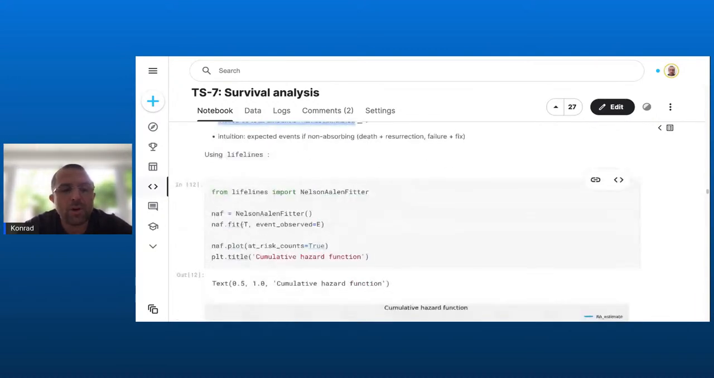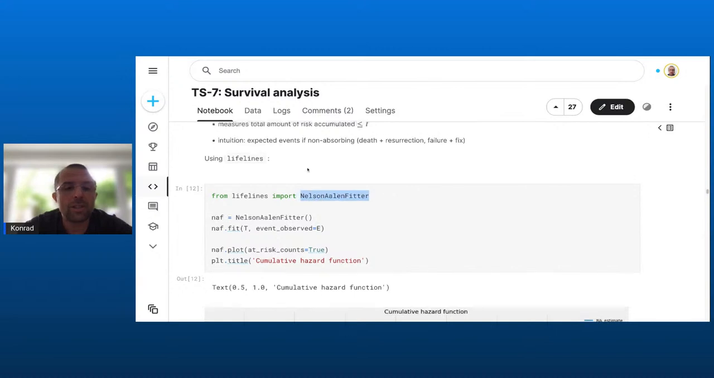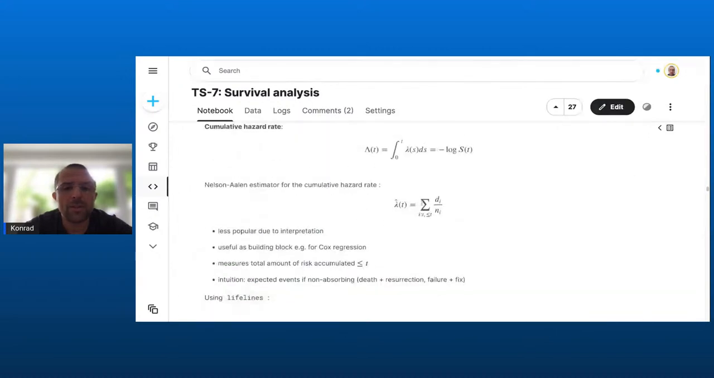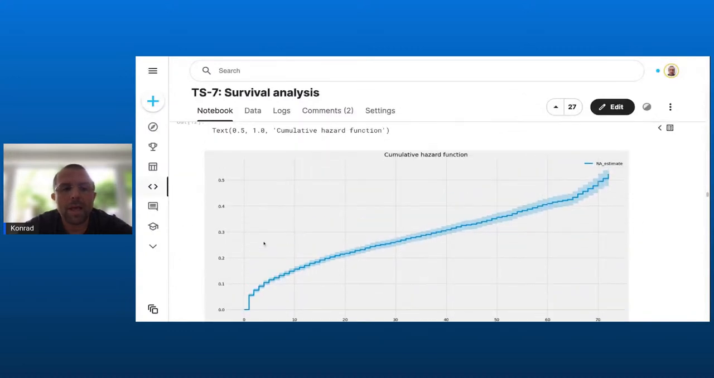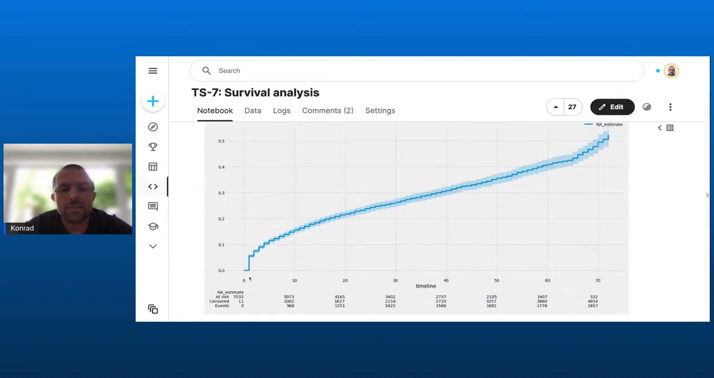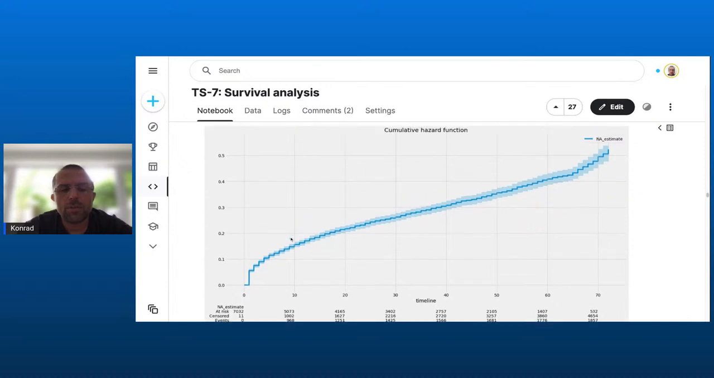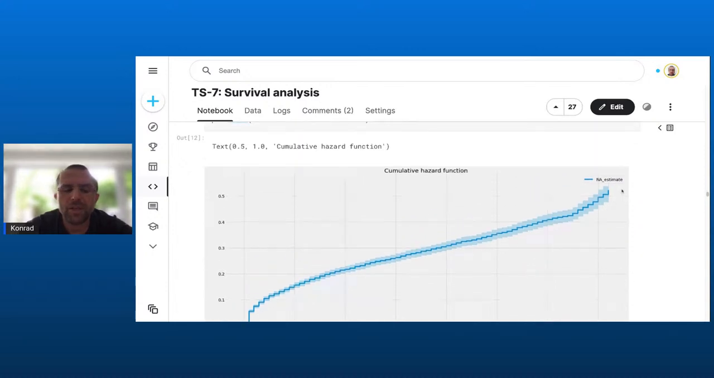Same setup as before. We have a column specifying the time to event, and we have a column specifying whether the event happened. We invoke a method called Nelson-Aalen. That's the most popular nonparametric estimator for the hazard rate. And voila. It is important to remember that despite the shape being similar, this is not the cumulative distribution function. So this is not probability, really.